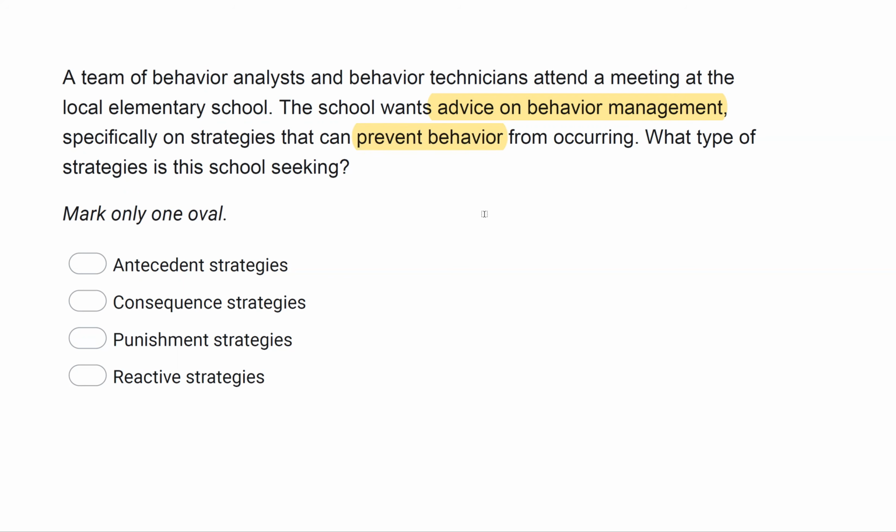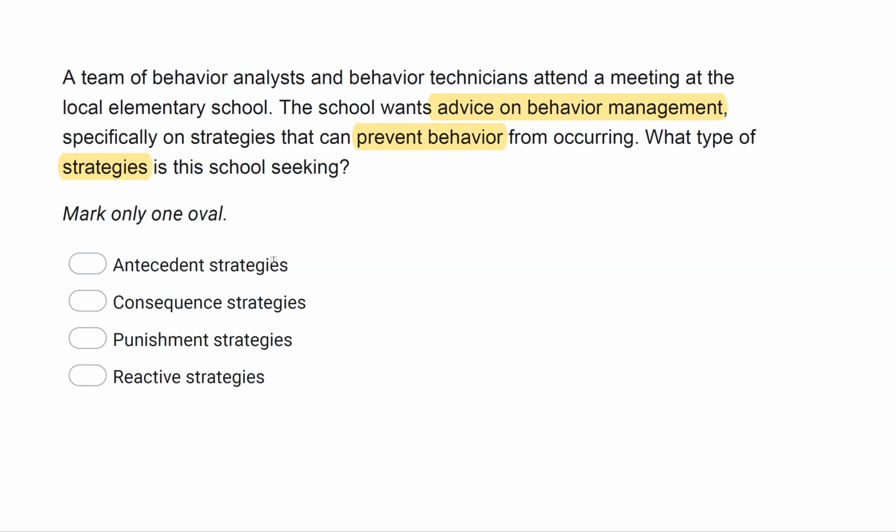So remember, typically we have antecedent interventions and consequence interventions. With antecedent interventions, we are intervening before a behavior happens. We're implementing preventative measures. We're trying to prevent behavior from occurring. Once that behavior occurs, now we have to react and we have to use consequence interventions. This school is specifically looking to prevent behavior. So what type of strategy are they seeking? A, antecedent strategies. Yes, antecedent strategies are preventative, right? We want to prevent the behavior from occurring, and we're going to use antecedent strategies to do that.